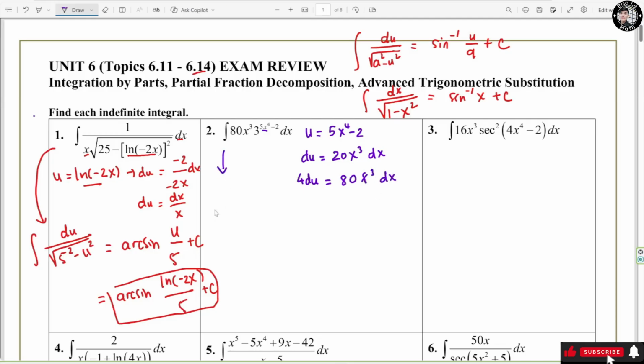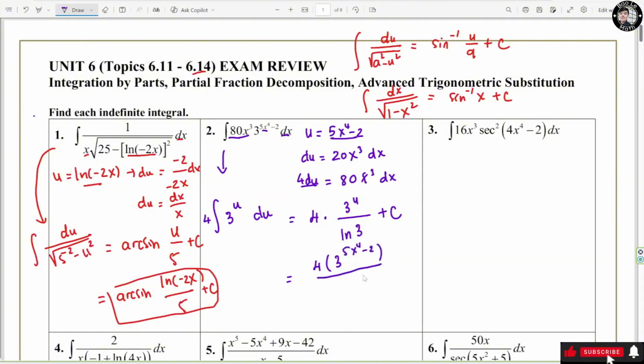So this turns out to be the antiderivative of 80 s cubed ds, actually 4 du's. So I put 4 in the front, and I put du right here. And then this becomes 3 raised to the u, right? So this turns out to be 4 times 3 to the u over ln 3 plus c. And then u equals this right here, so it could be 4 times 3 to the 5s to the 4 minus 2 over ln 3 plus c. This one is the final answer.